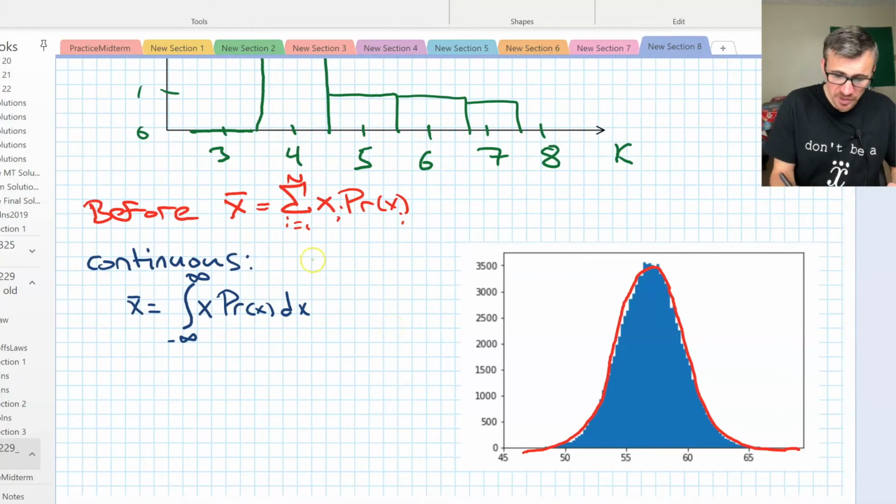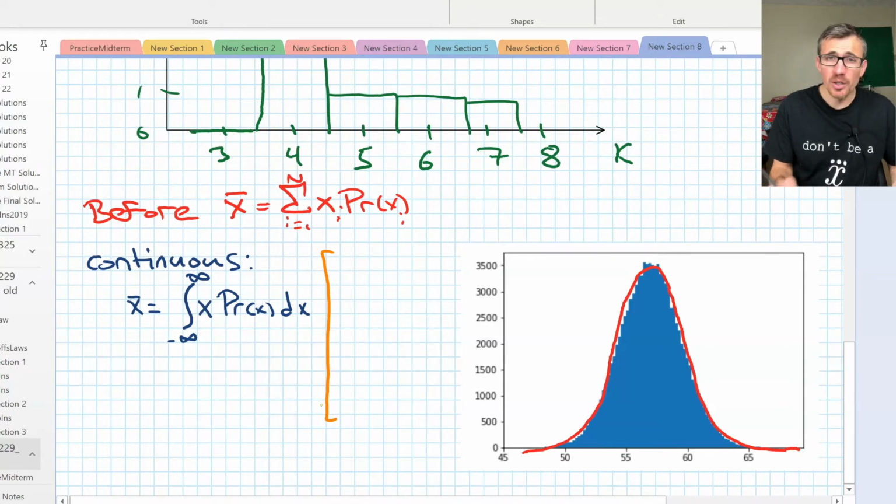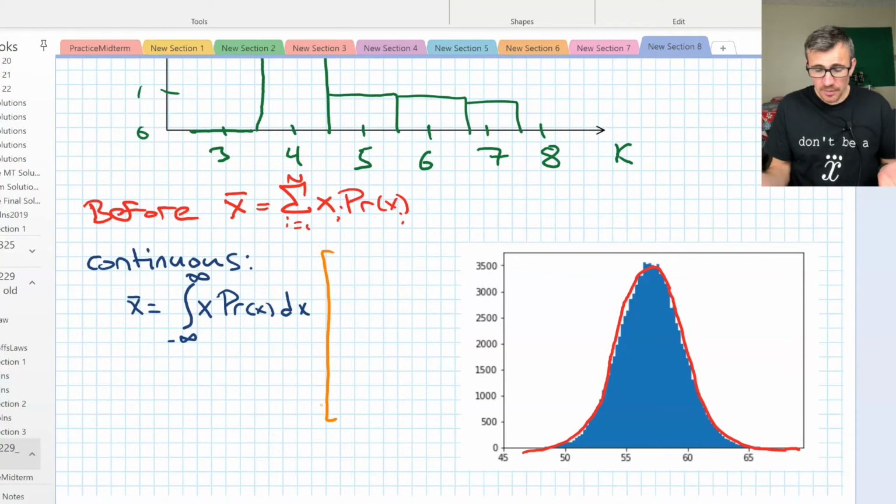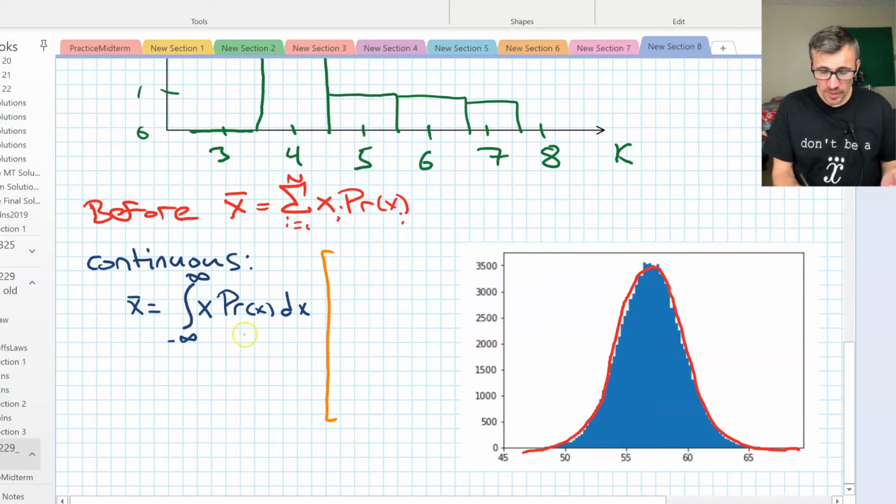So a few notes here. First of all, by convention, we're going to go from minus infinity to infinity. We're going to consider all possible values. If those values are not possible, well, in those cases, the probability is 0, and it doesn't add anything. We don't lose anything from including it. So it just makes a clean integral. Okay? The other thing is, what is P(x)? That's what we call the probability density function.